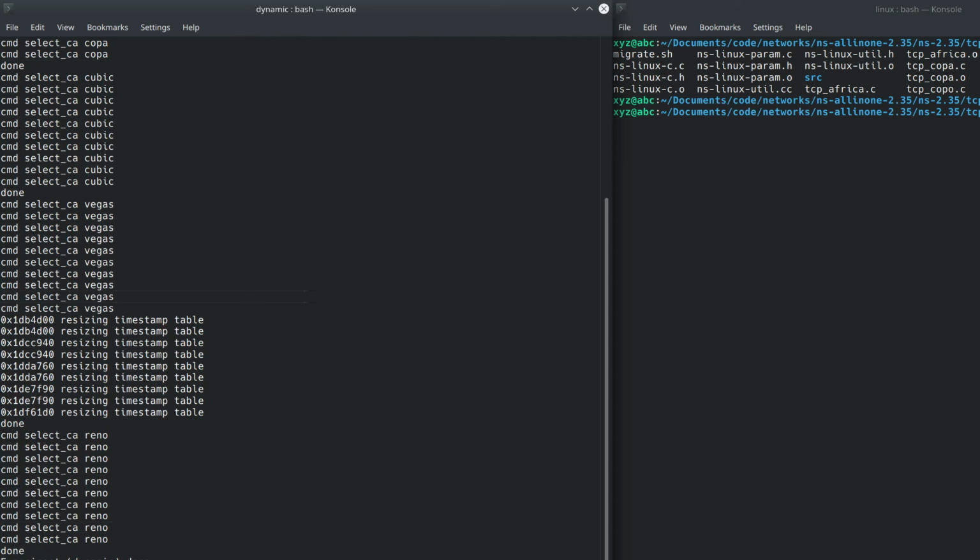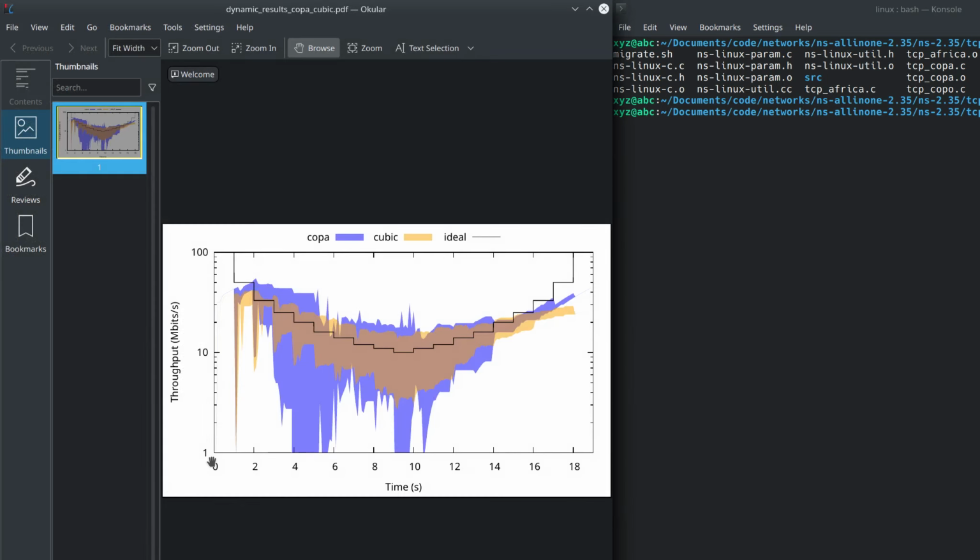Alright, so the first experiment is done. The data was generated and the plots were also generated, and let's take a look at the results. So let's, for example, see the throughput between Copa and Cubic and how they compare. In this case, these are the throughputs that we got. The black line here means the ideal allocation.